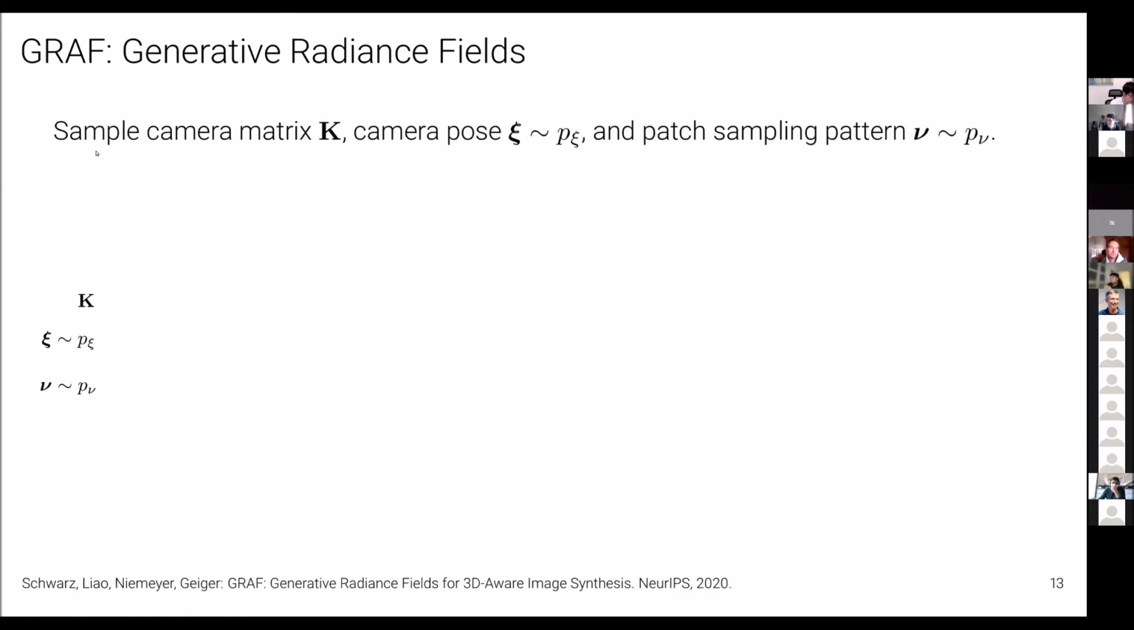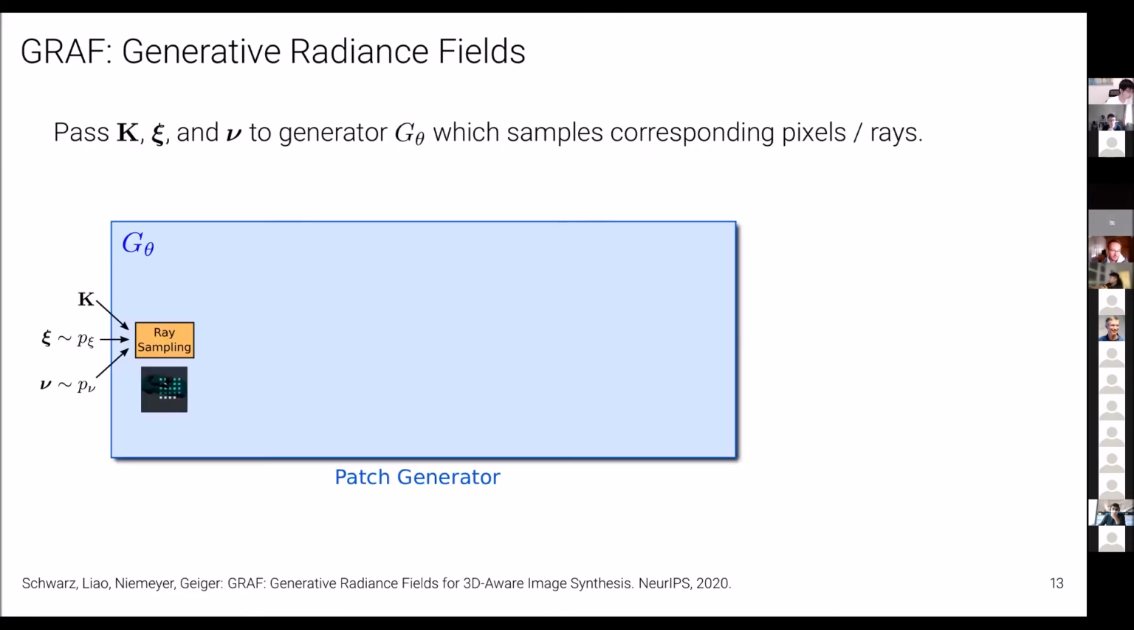What we do first is we sample the camera matrix. These are the camera intrinsics, and the camera extrinsics, the camera pose, and a patch sampling pattern, a pattern along which we want to compute the appearance. We do this because it's intractable to render entire images with this NeRF representation, as it takes a lot of time and memory. So we just render a patch that we sample randomly from the virtual camera.